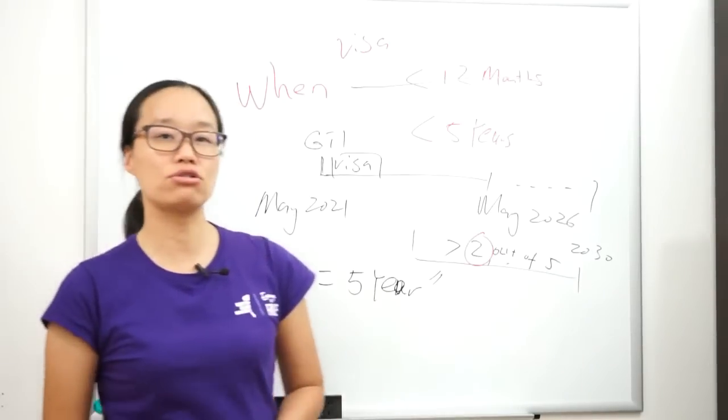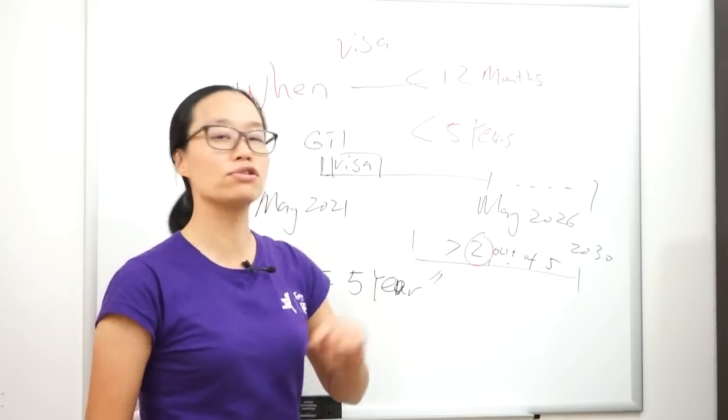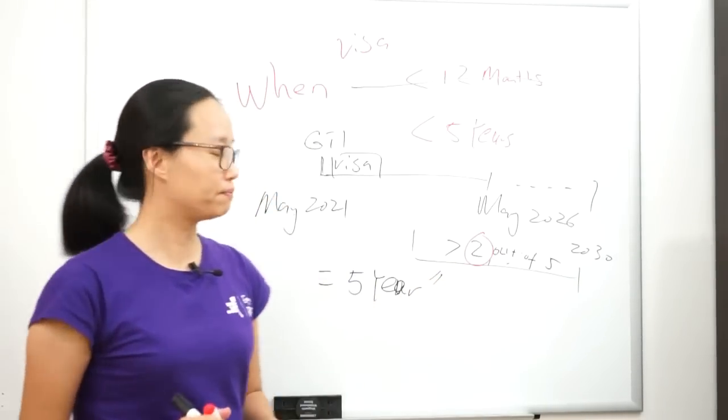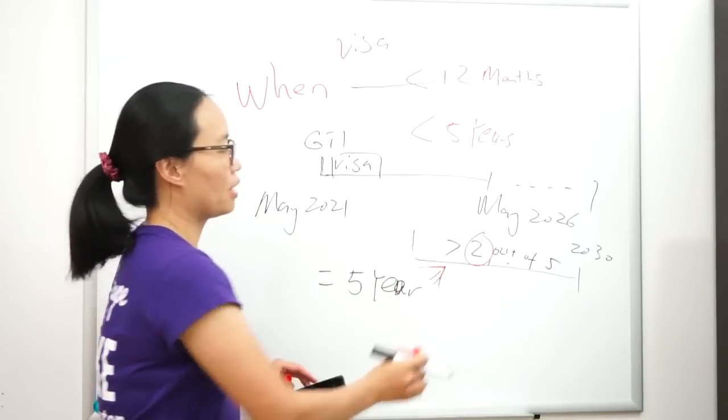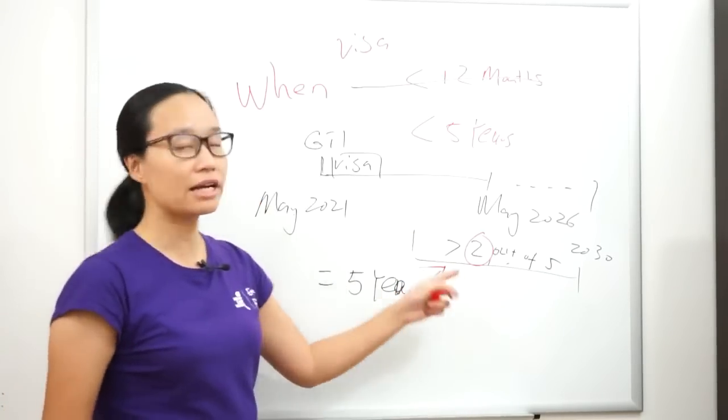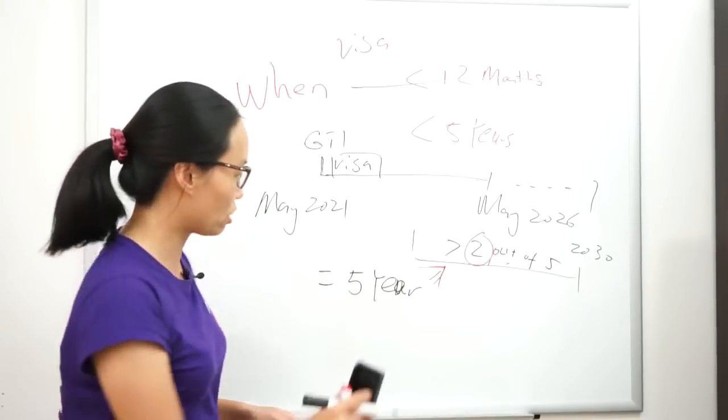So another 5-year travel facility will be granted to you if you stay 2 out of 5 years. Now what happens if someone says, okay, I'm not sure about that, I don't think I can make it for 2 out of 5 years?